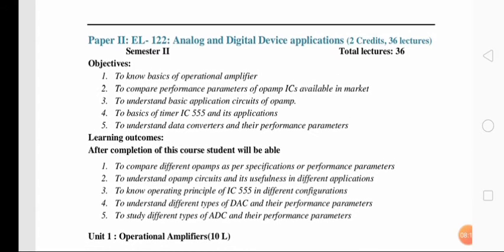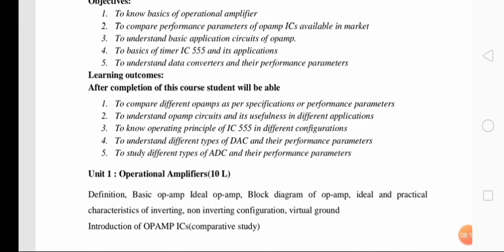What are the objectives listed here? 1 to 5 are the objectives of this paper. And what are the learning outcomes? That means, after completion of this course, what will you be able to do? You can compare different op-amps as per the specification or performance parameters. So what are you going to learn?